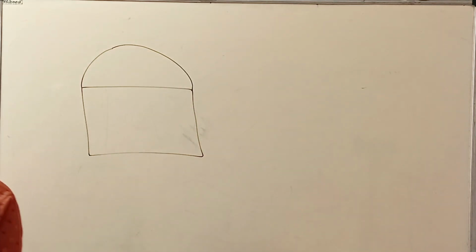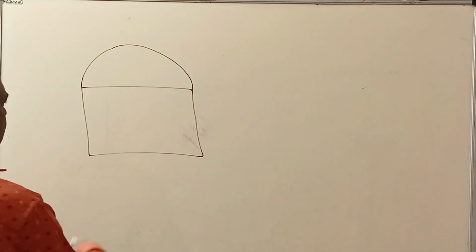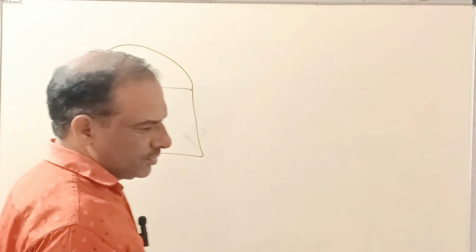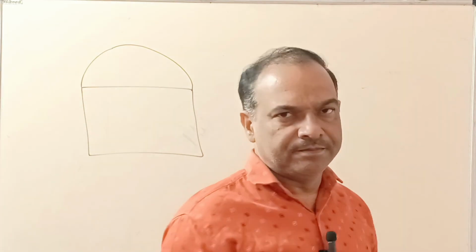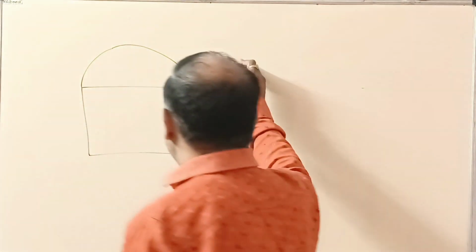Okay, this is a semicircle. Now, what is the question? The question is that you are having the perimeter as 10. The perimeter of this window, this is the whole window, the perimeter of this window is 10. Okay, 10 centimeters, 10 units. Now, the given perimeter is equal to 10 units.